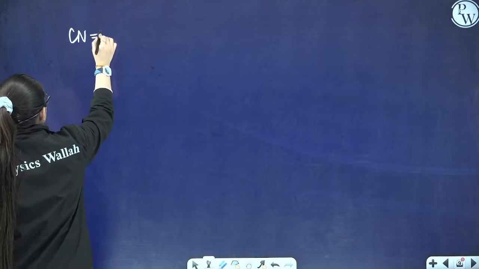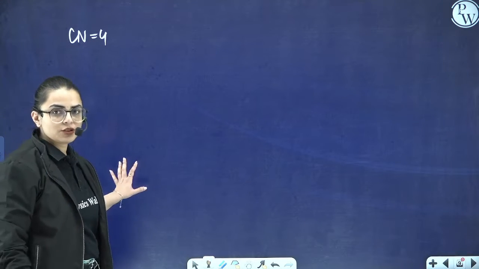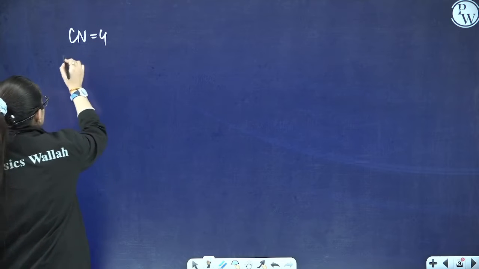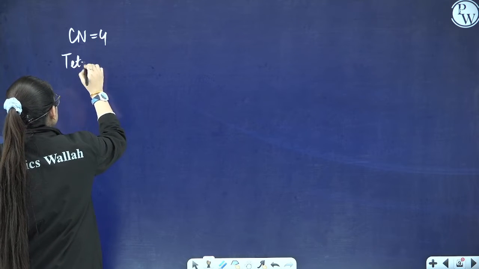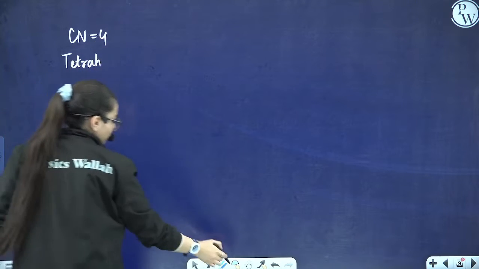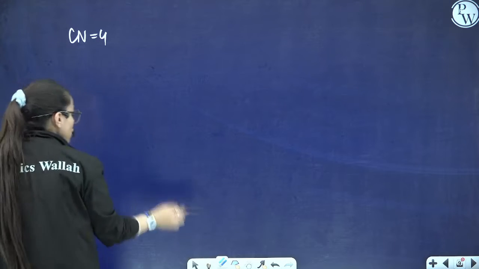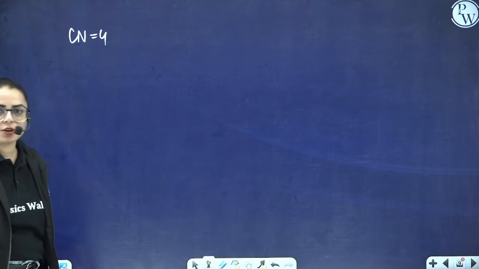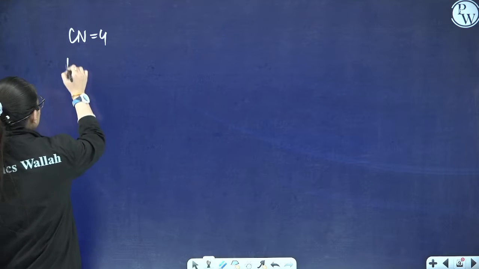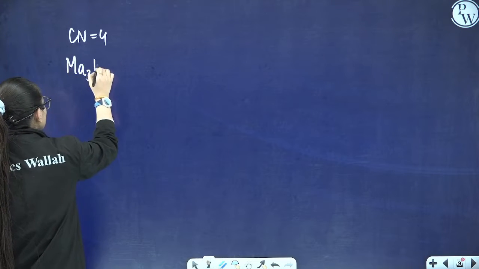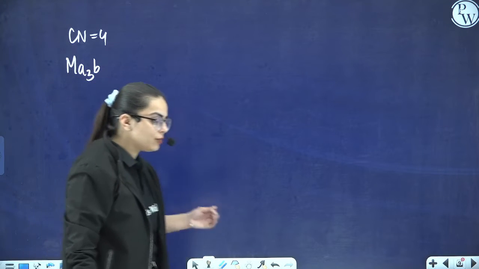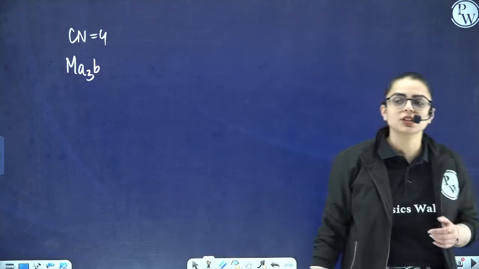If I say coordination number is 4. Now what shall happen over here? See, I am talking about which geometry? Let us talk about tetrahedral geometry, or just talk about coordination number 4. If the molecular formula is Ma3B, how many geometrical isomers can you obtain from this kind of geometry?